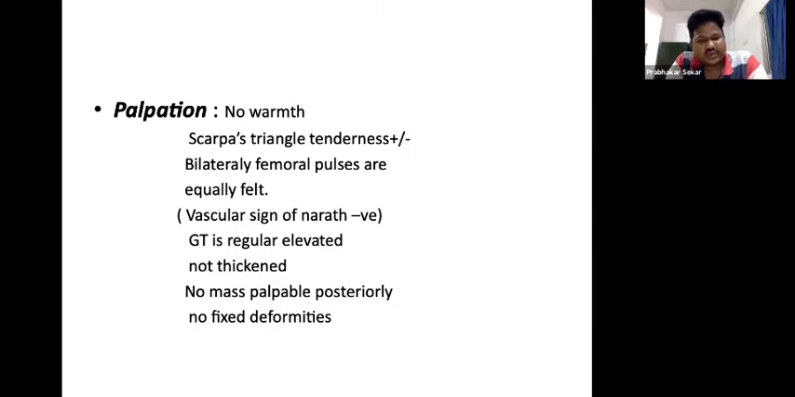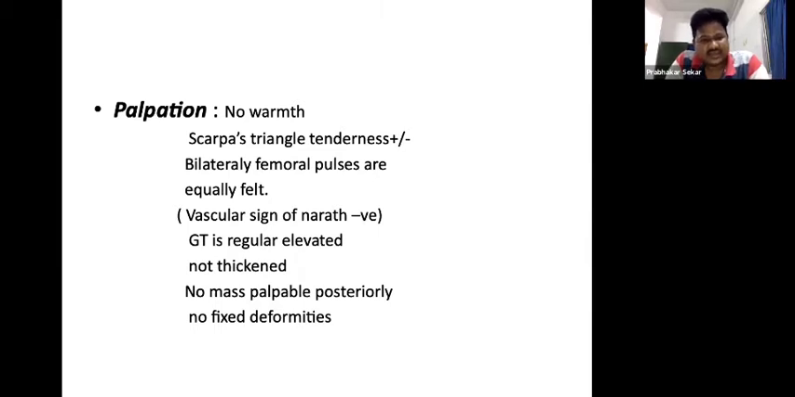Then an important one is the femoral pulse. You have to feel whether the femoral pulse is equally felt or not. In an unstable hip, if you feel the femoral pulse, mostly it may be a non-union neck. If you don't feel the femoral pulse in an unstable hip, then it may be a dislocated hip. Only if the head remains in place can you feel the femoral pulse.